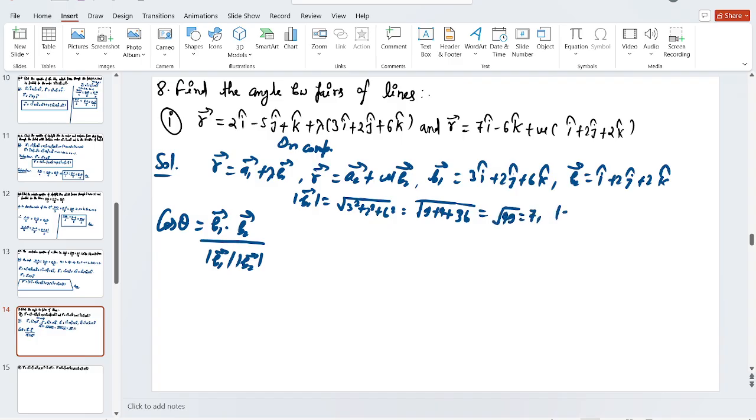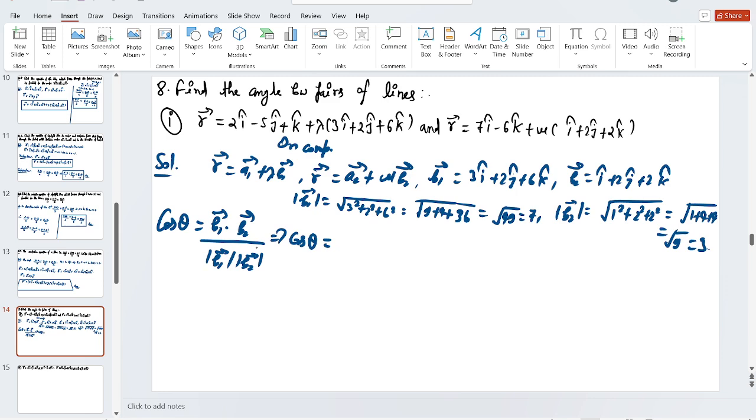Similarly, we find the modulus of vector b2: 1 square plus 2 square plus 2 square, which is 1 plus 4 plus 4, so under root 9, which equals 3. Using these values, we get cos theta, where theta is the angle between them.